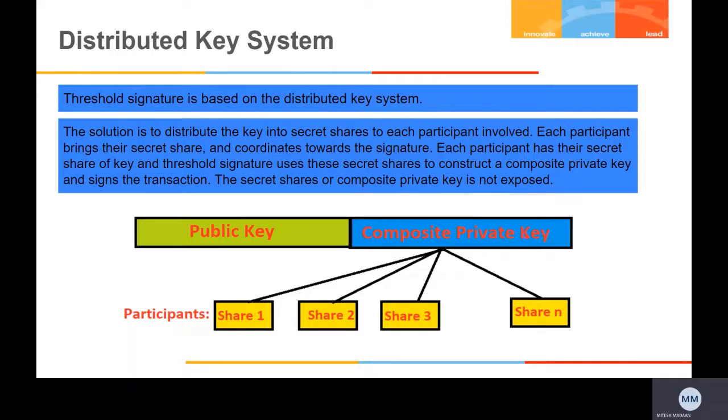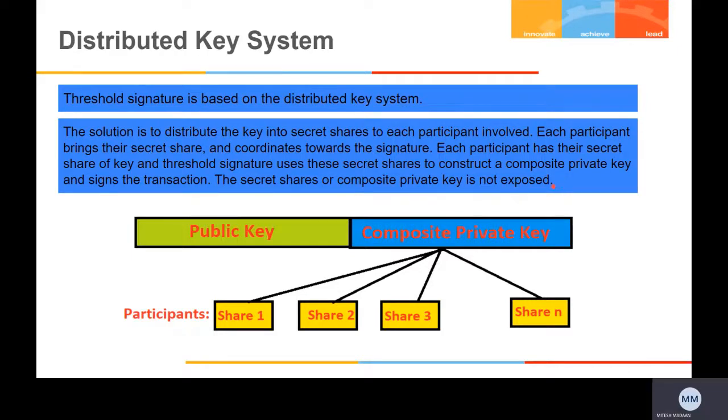Instead, the private key is distributed into n shares for n participants. Each participant has their own share of the private key. The share is a secret to that participant and is not known to anyone else. Any time a subset of the participants come together for a transaction, their secret shares are jointly combined to construct the private key. Each participant has a secret share, and the threshold signature uses the secret shares to construct the private key during the transaction.